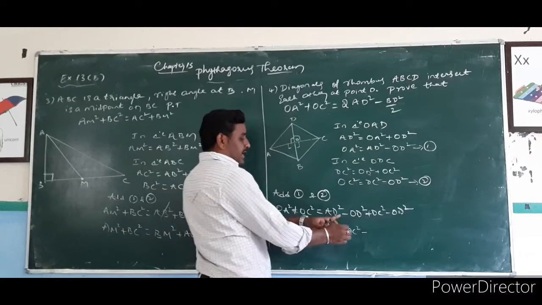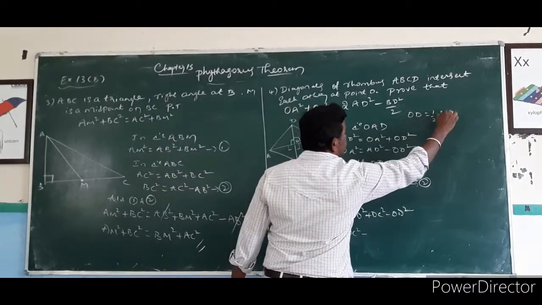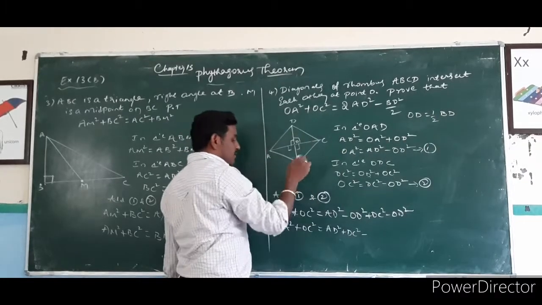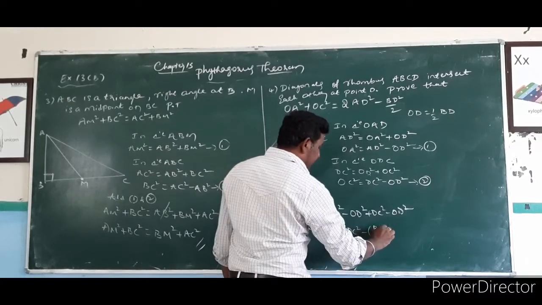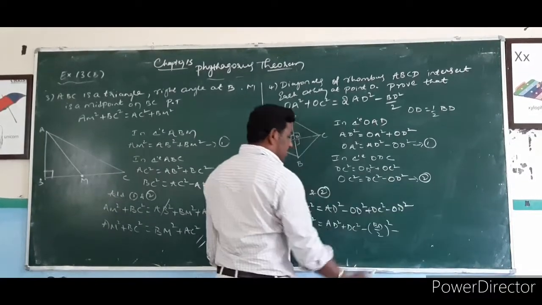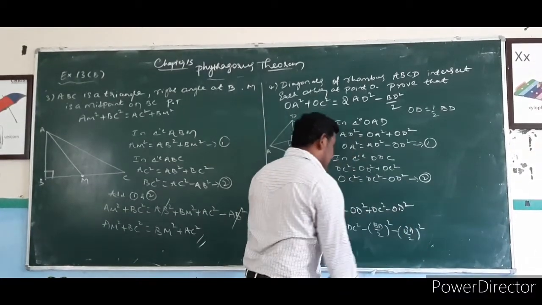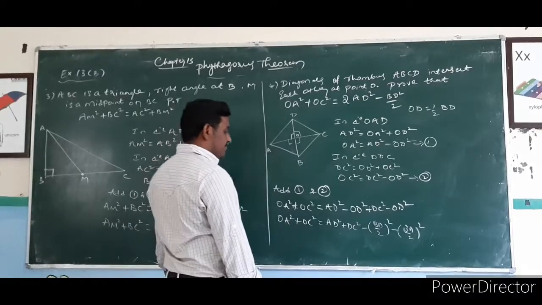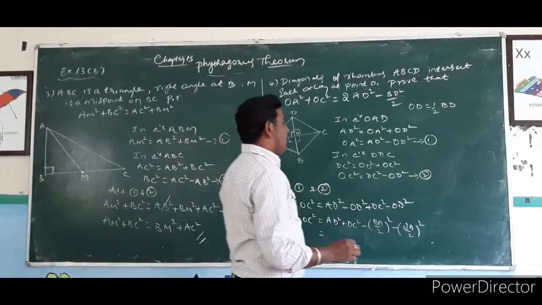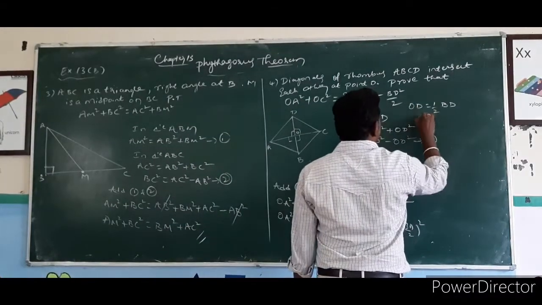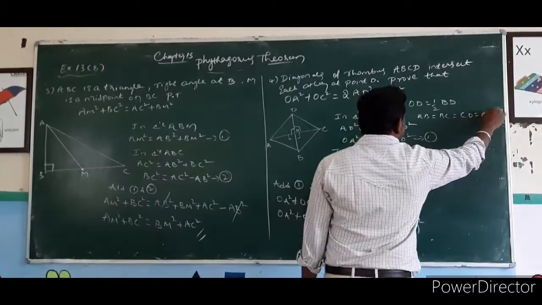Here in the place of OD I am replacing OD is equal to half of BD. That means BD by 2 whole square, minus one more OD is there here, BD by 2 whole square. In the rhombus all the sides are equal. That is AB is equal to BC is equal to CD is equal to AD.